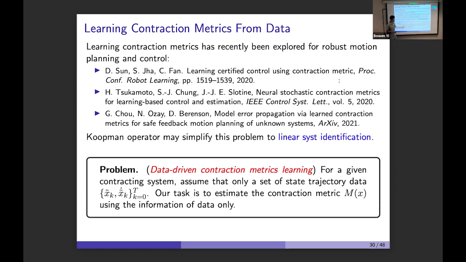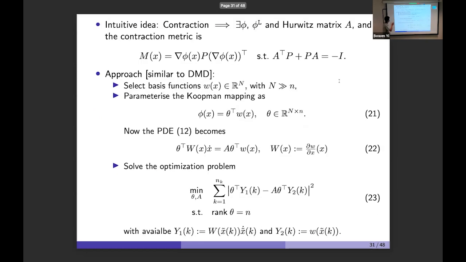And our task is to estimate the contraction metric M(x) using the information of the data only. So for this case, we do not have the system vector field f(x), but only have the data set. This problem is very popular in recent years, and is used for robust motion planning and control by many different groups. And the Koopman operator can be used to simplify this problem to the linear system identification problem. It's a well-established field for linear system ID.